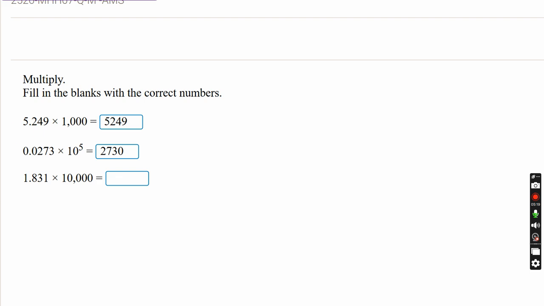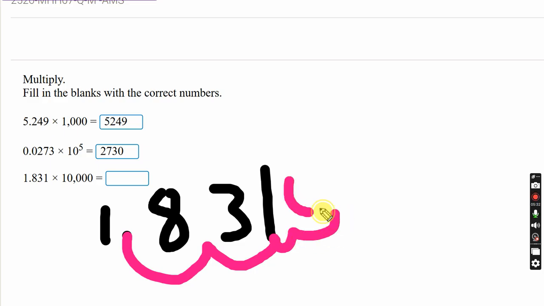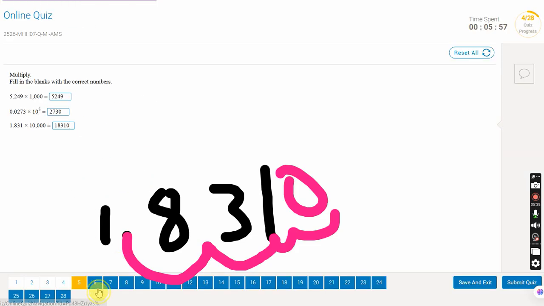You have here 1.831. Now again, write it 1.831. And how many zeros are there? 4, right? So we're going to take the decimal point out 4 times. 1, 2, 3, 4. Here. 18310. Let's go to the next one.